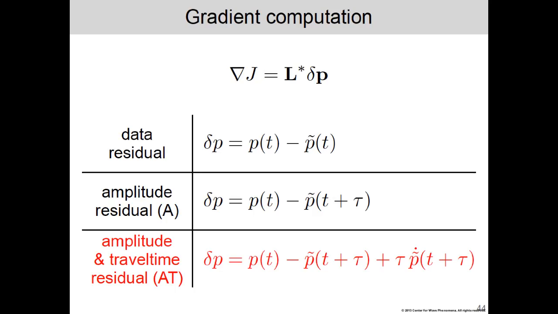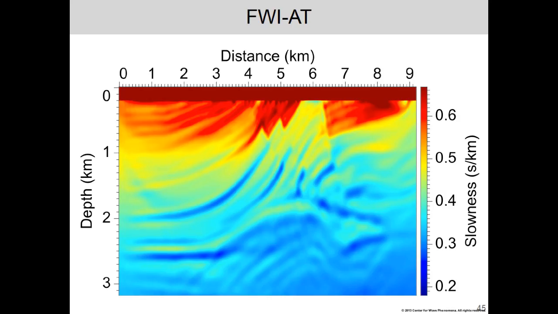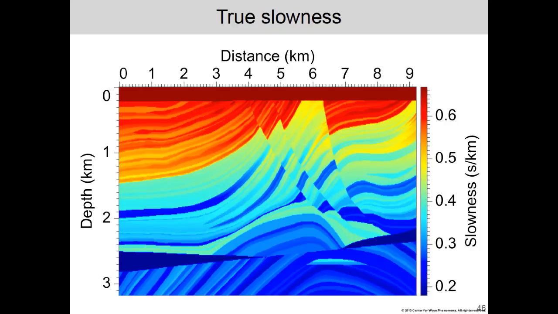Let's see what happens if we use a different residual. In this case, we're going to use the last amplitude and travel time residual highlighted in red. Remember, this residual contains the amplitude residual, and it also contains an additional term, which is a travel time residual. The reason we choose this residual is because in FWI, we're inverting for slowness or velocity instead of reflectivity, so we expect to see both amplitude and travel time errors. This is the result after 20 iterations of FWI using this new residual, and compared to the conventional FWI, this model better matches the true model.